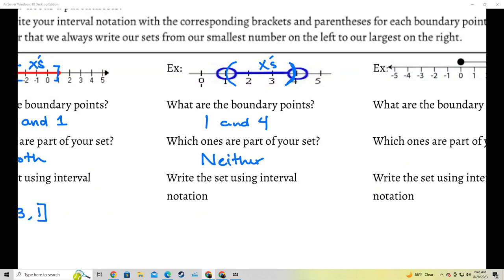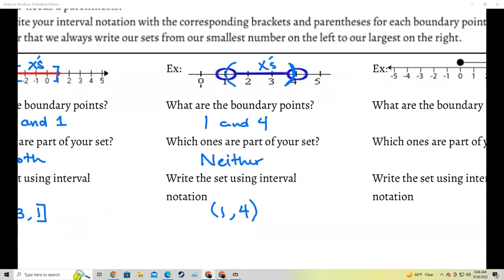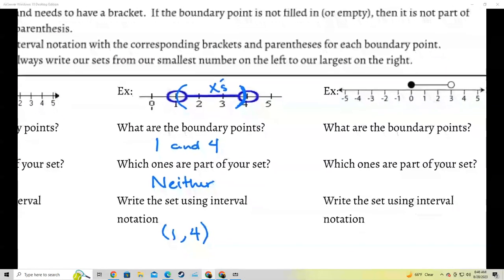From left to right, my first boundary point is 1. My second boundary point is 4. Because 1 does not work, I'm going to use parentheses. Because 4 does not work, I'm going to use parentheses. And again, this is basically saying, use all the numbers between 1 and 4, but do not include the 1 because you have a parentheses, and don't include the 4 because of the parentheses, okay? So we're saying the exact same thing. We're just using a different notation for it.